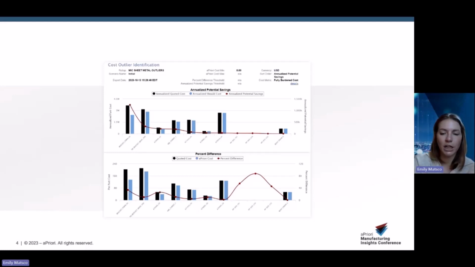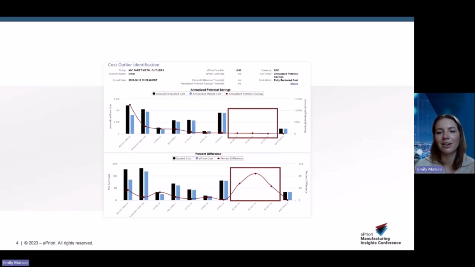So as an example here, if we're looking at it, we see this kind of big bump in the percent difference chart. And what that's showing us is that these three parts actually have a really, really strong percent difference, like 40 to 80% range cost difference between the quoted cost and should cost. But if we look at the chart above it, these are also contributing almost $0 in annualized potential savings because they're probably a low annual volume and a low cost per part.